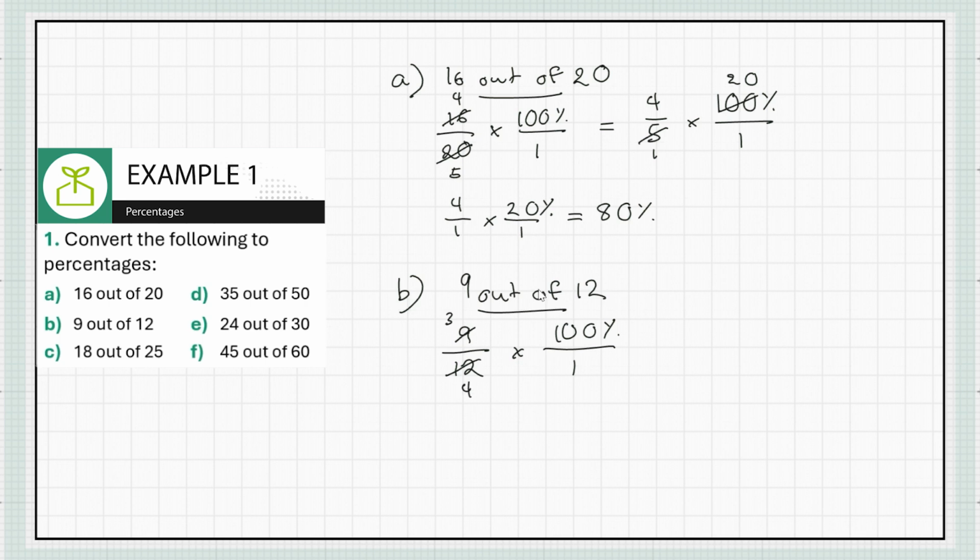Right, now that we've done that, we can have a look if we can cancel diagonally, and we can see that we have a 4 and a 100, and we know that both of those can be divided by 4. So if we divide 4 by 4, we'll get 1. And if we divide 100 by 4, we'll get 25. And so we're left with 3 over 1 multiplied by 25% over 1, and that just is equal to 75%.